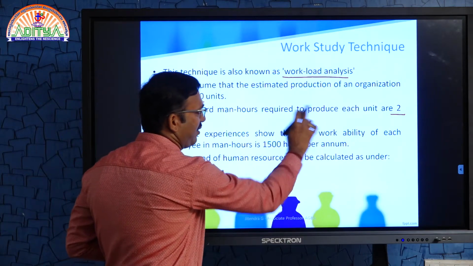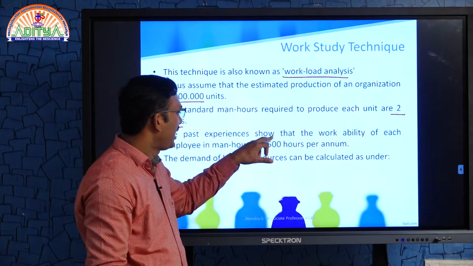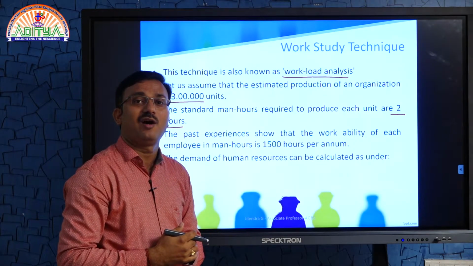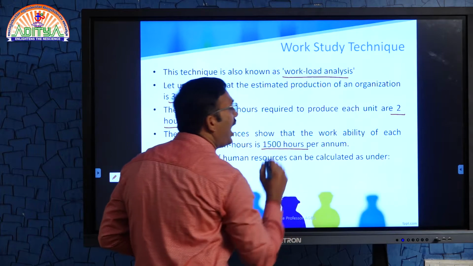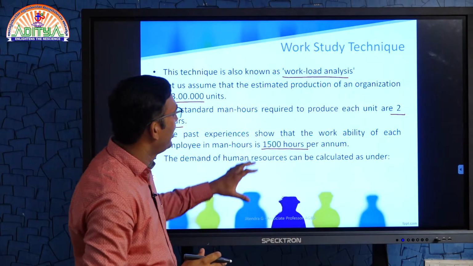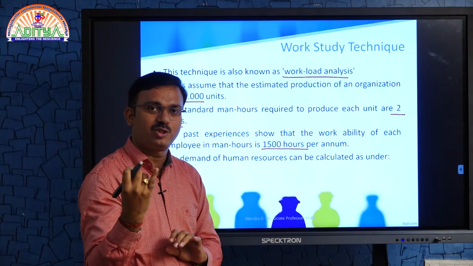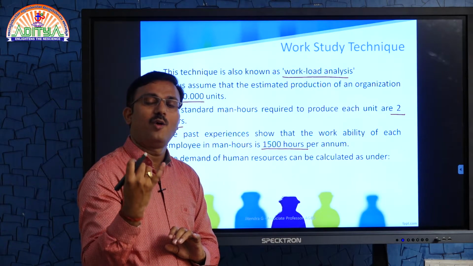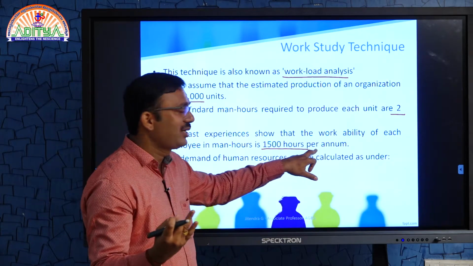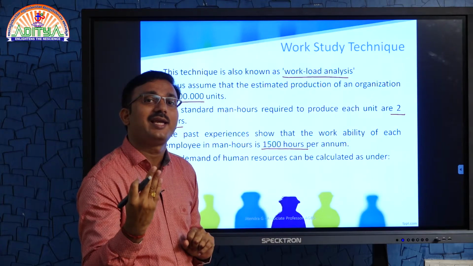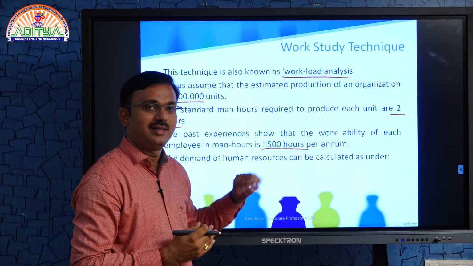The standard man hours required to produce each unit is 2 hours. Now, based on past experience, the work ability of each and every employee per annum is 1500 hours. Here they have given 3 different aspects: how much production the company is doing, how much man hours are required to produce a single unit, and the total man hours that a single employee is going to take to complete the work per year. These are the 3 things.